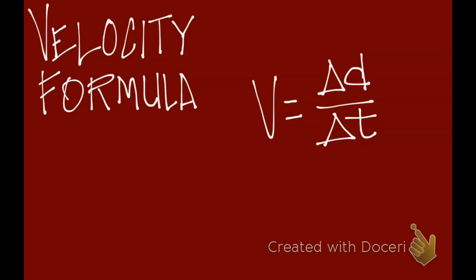If you look in the mechanics section of the engineering formula chart, you will find that the velocity is equal to the change in distance divided by the change in time.